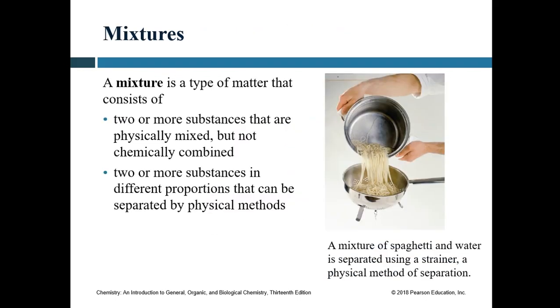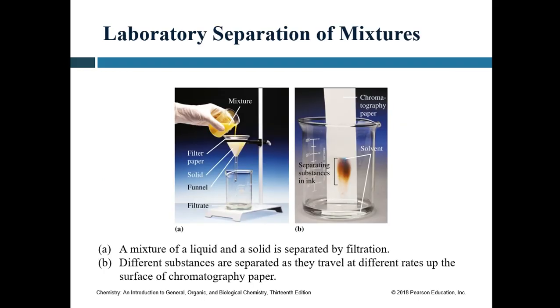Now then, let's talk about mixtures. A mixture is a type of matter that consists of two or more substances that are physically mixed but not chemically combined. Two or more substances in different proportions that can be separated by physical methods. So an example here is a mixture of spaghetti and water, which is separated by using a strainer, a physical method of separation. When you had the spaghetti and the water, that would be a mixture because you had both water and spaghetti and you could separate them.